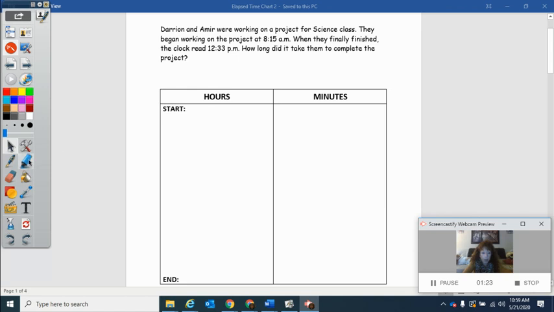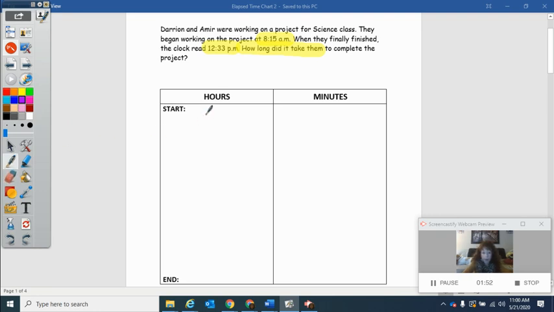So I'm going to get a highlighter and just kind of highlight what's important. So we know they started at 8:15. They ended at 12:33. And we need to figure out how long did it take them. So we're basically asking how much time went by from start to finish.